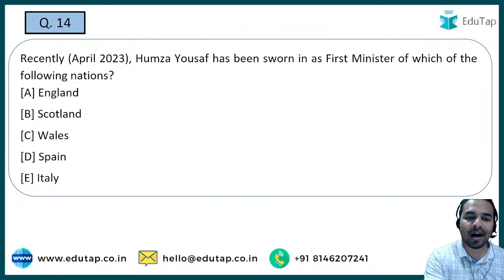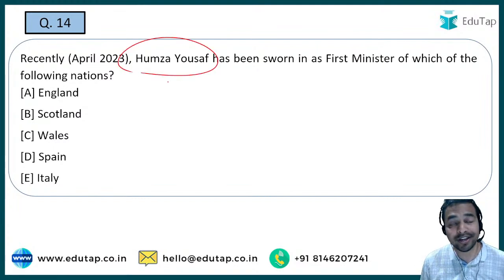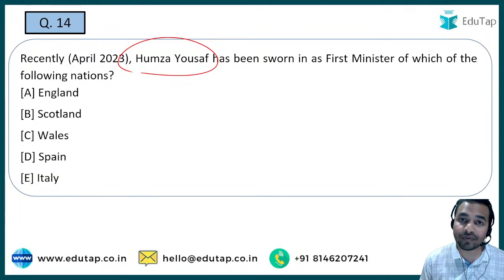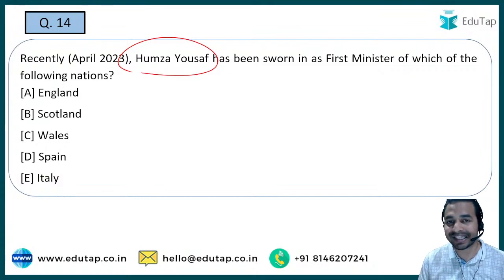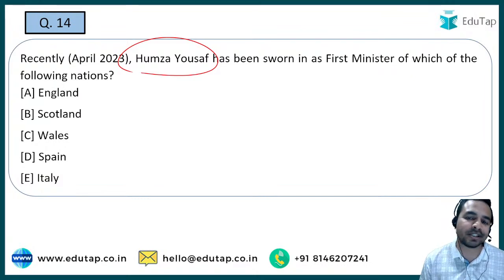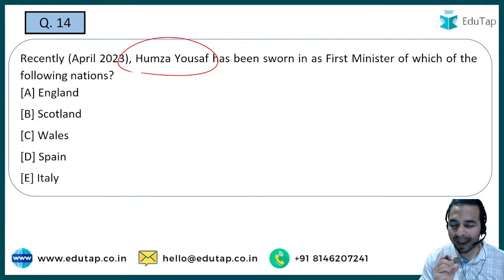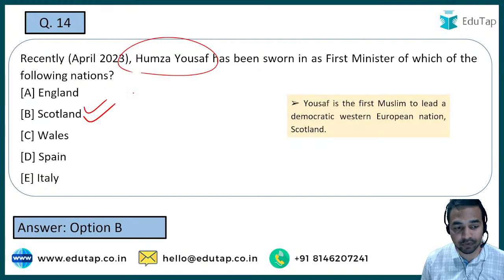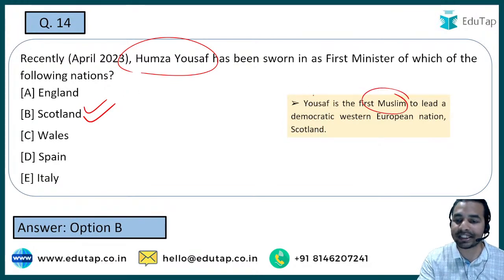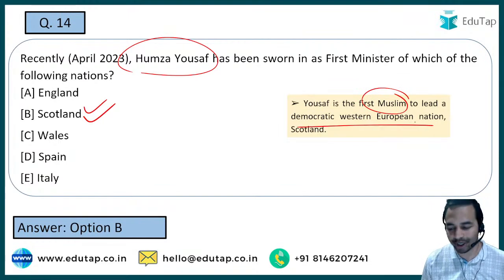So this one is on Humza Yousaf, who has been sworn in as the first minister of which of the following nations? See guys, this particular person has become the first minister for this particular nation, and you are required to tell me the name of the country for which the person has been sworn in as the first minister. So let me give you a small hint here: the capital of that particular country is Edinburgh, and absolutely it is option B, that is Scotland, the capital of which is Edinburgh. So guys, here you can see that Yousaf is the first Muslim to lead a democratic Western European nation, that is Scotland. That is the right answer.